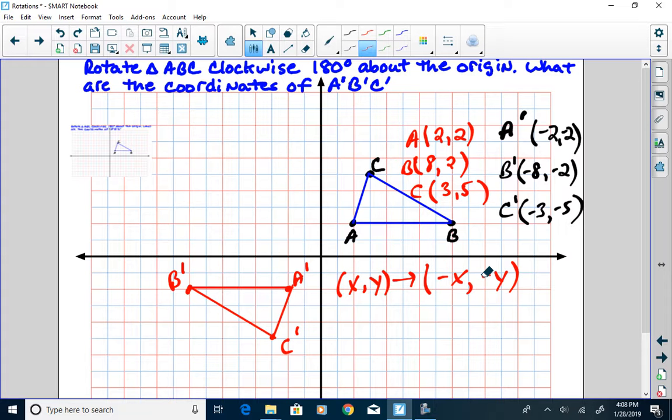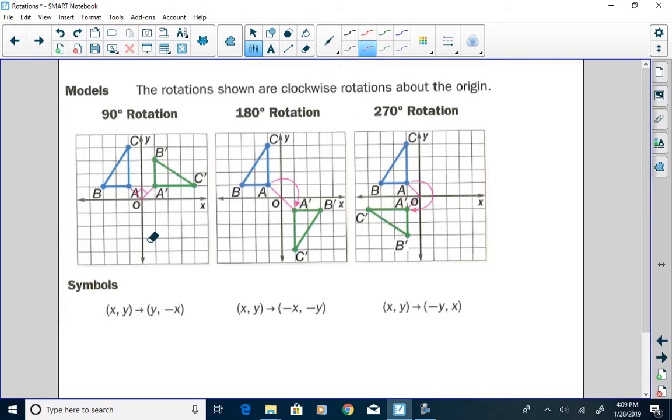Right? And if you remember our rule for reflections, we had the same rule if we reflected over the x-axis and y-axis, or a reflection over y followed by x. We had the same rule: opposite x, opposite y. Let's take a look at the rules in summation. A 90-degree clockwise rotation. Here's our rule: x and y go to y and opposite x. A 180-degree rotation: x and y go to opposite x and opposite y. And if we have a 270-degree rotation, these are all clockwise rotations that are shown, x and y go to opposite y and x.